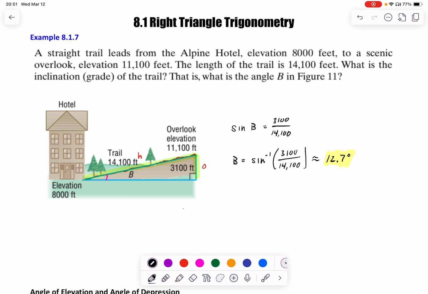Okay, so the incline is about 12.7 degrees.